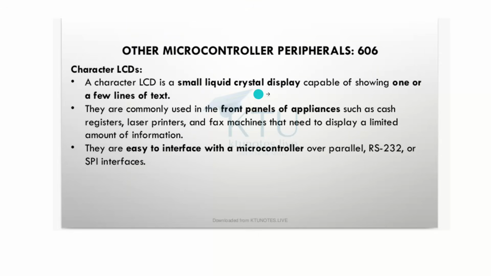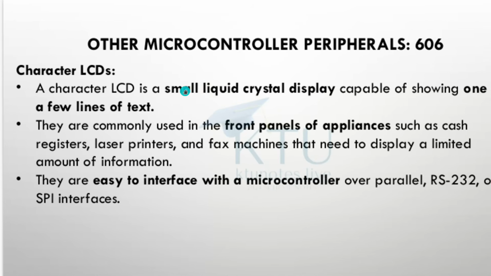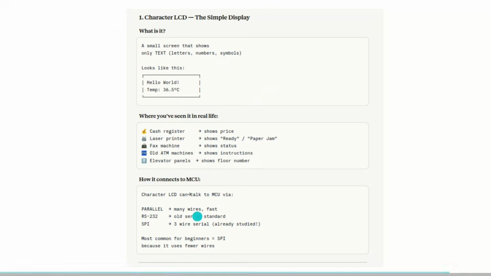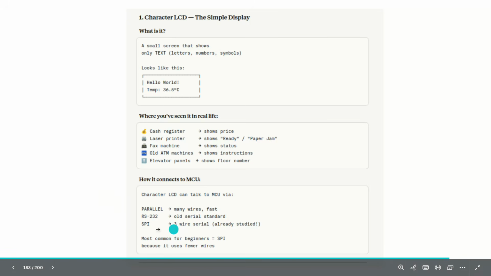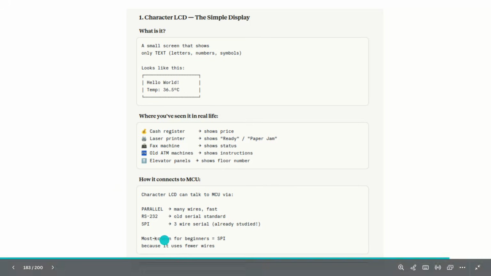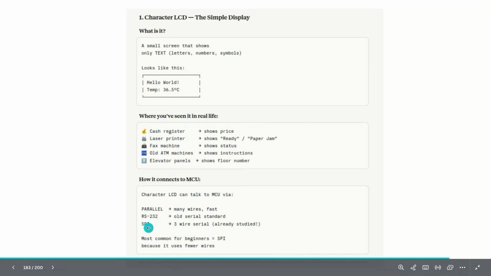So this is just a small liquid crystal display. It has to communicate with the microcontroller. How does it communicate with the microcontroller? Using SPI, which we have already learned. It can also communicate in parallel, that is many wires, fast. Then there is RS-232.